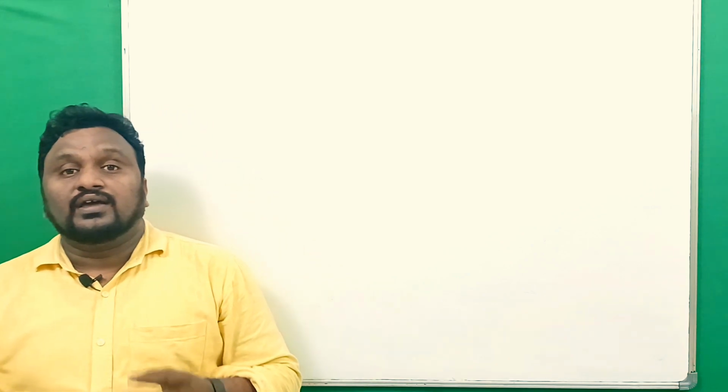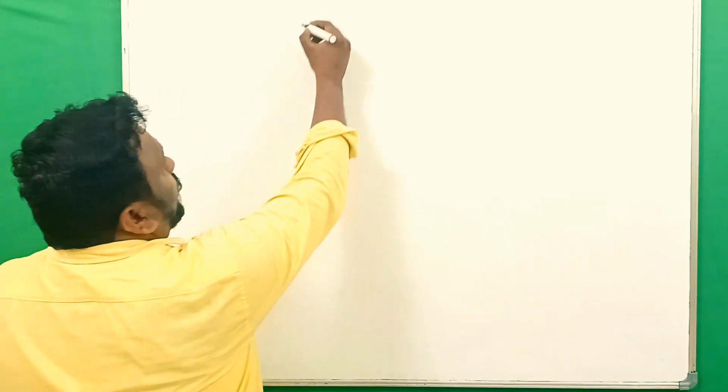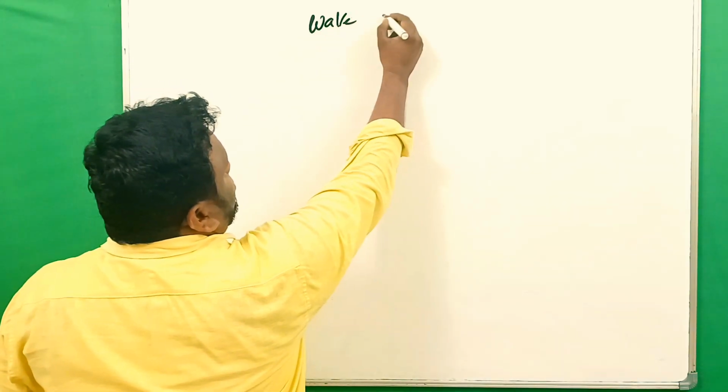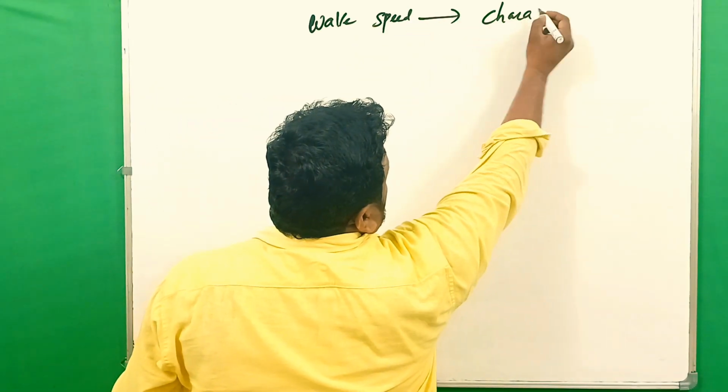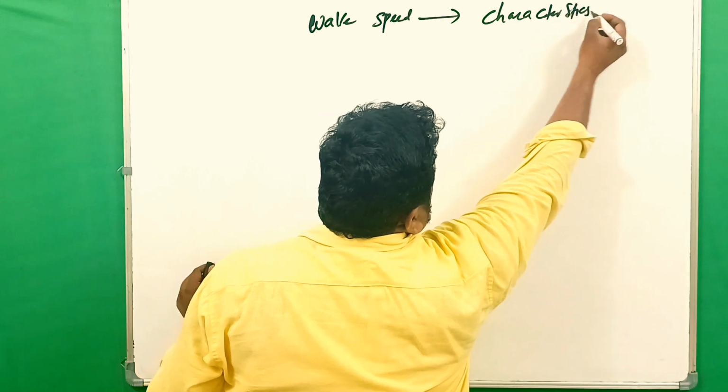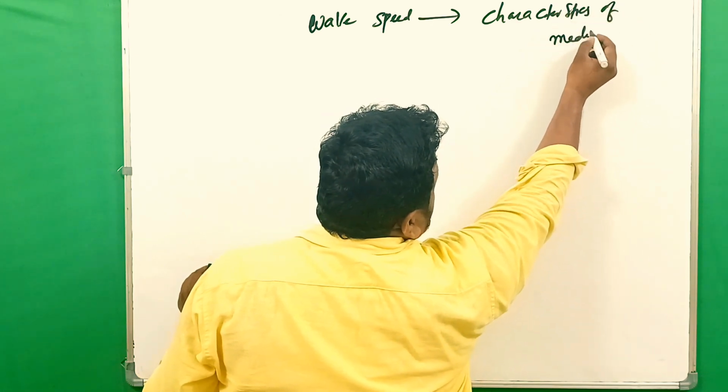Let's discuss. Wave speed depends upon the characteristics of the medium. Why? Because even though waves have different frequencies and wavelengths, they can move with the same speed. Clear what we are saying? Wave speed depends on the characteristics of the medium.